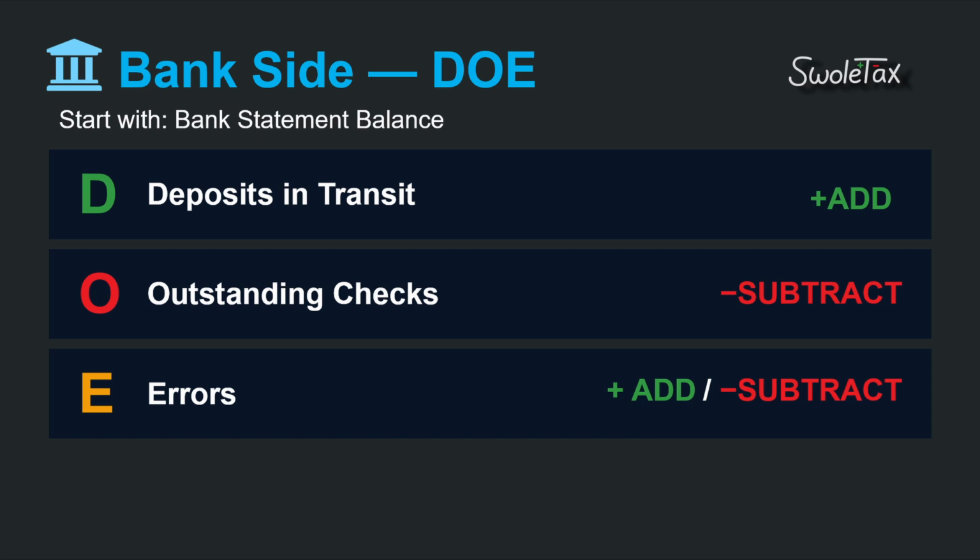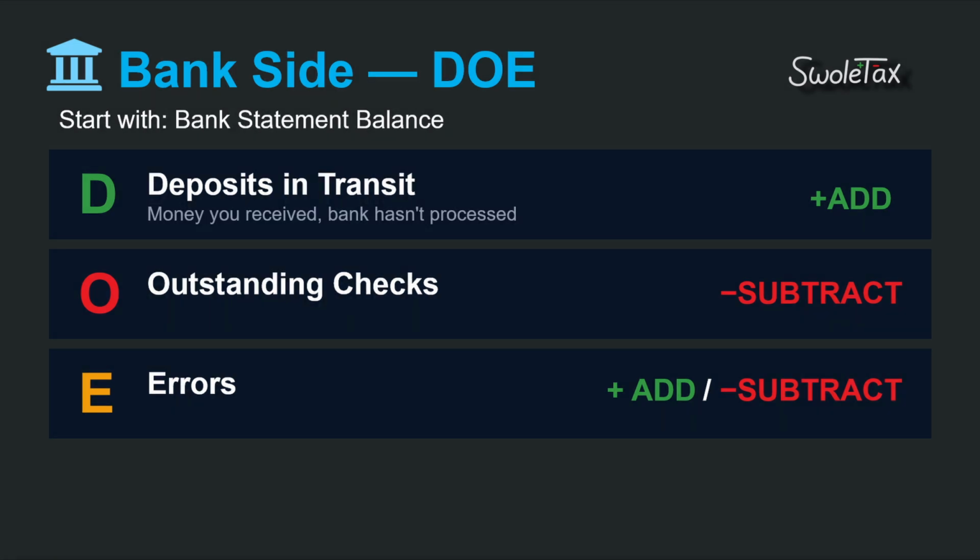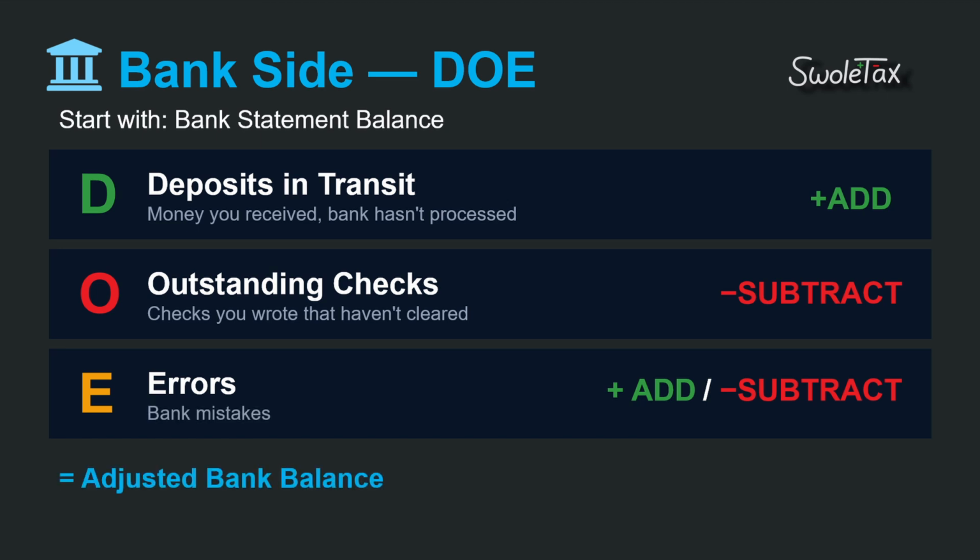Start with the bank statement balance. Add deposits in transit, money you've received but the bank hasn't processed yet. Subtract outstanding checks, checks written that haven't cleared. Adjust for any bank errors. That gives you the adjusted bank balance.